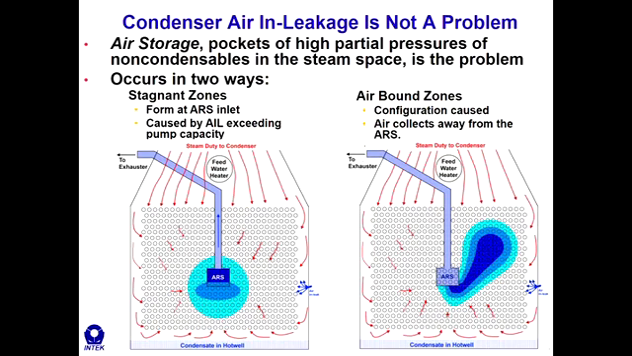The second way that air can be stored in a condenser is air-bound zones. These are caused by the configuration of the shroud, or the configuration of the bundle or lanes within the bundle. Air collects away from the air removal section over here. This air-bound zone has to grow to a certain size where the periphery of the zone reaches the air removal section, and then that air can be removed with the vacuum equipment capacity.